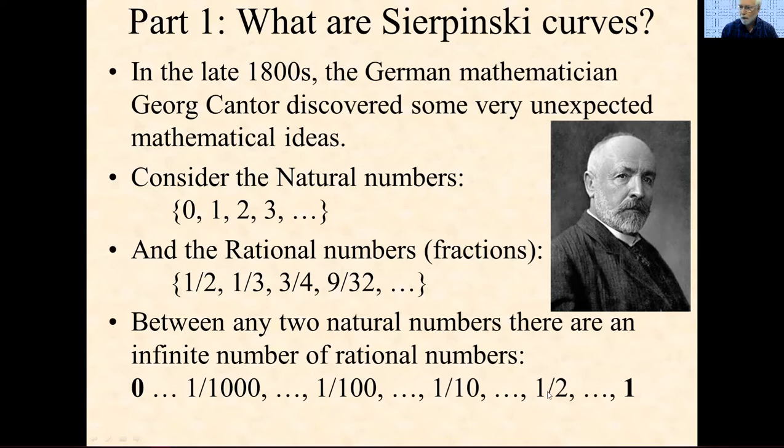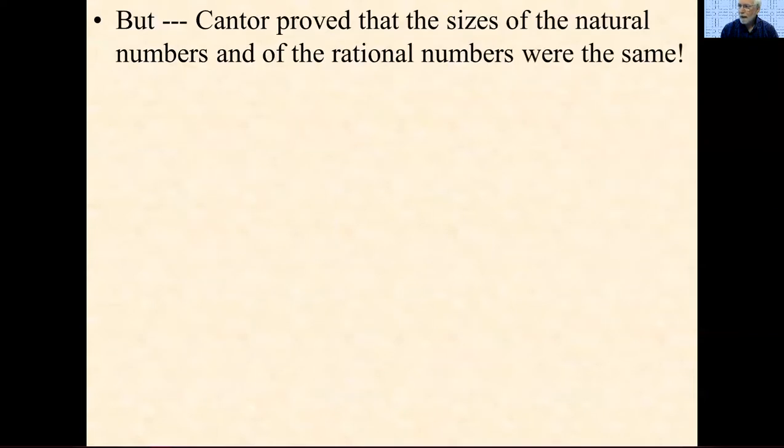1/2 is between 0 and 1. 1/10 is a bit smaller. 1/100th, 1/1000th. We can keep this on forever. So there are an infinite number of rational numbers between the natural numbers, between just 0 and 1. So that makes us think that there ought to be more rational numbers than there are natural numbers. But in fact, Cantor was able to prove that these two infinite sets have exactly the same size.